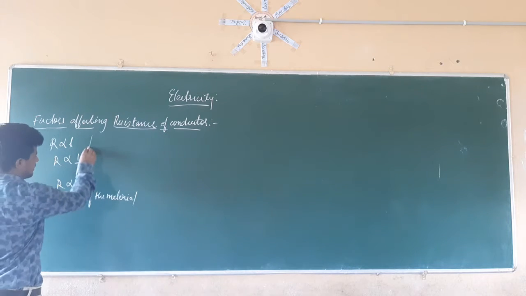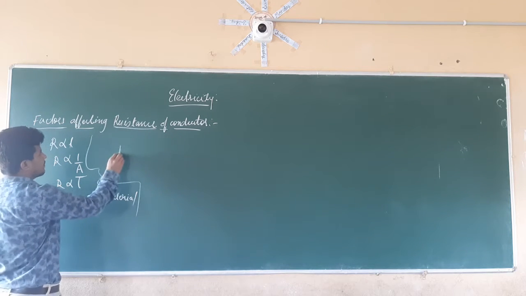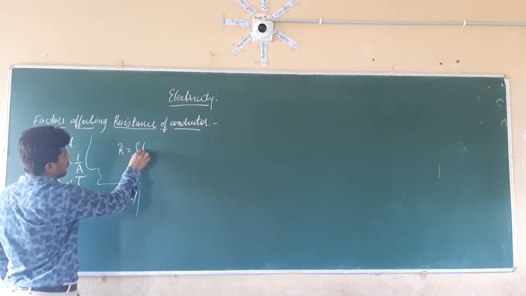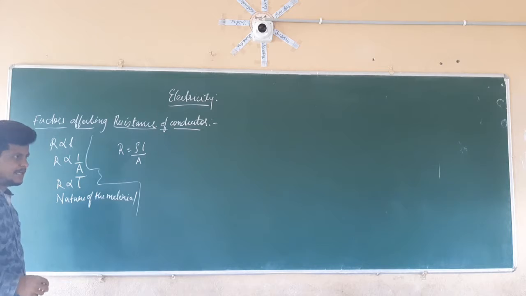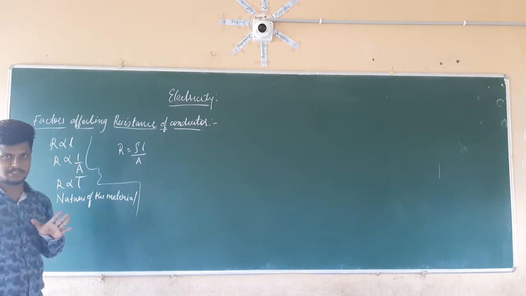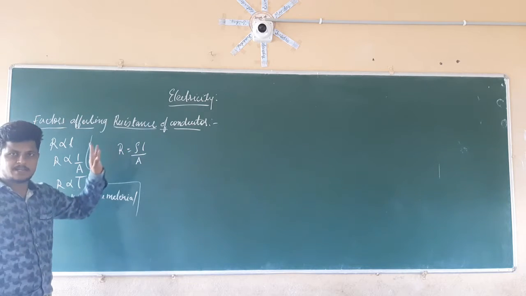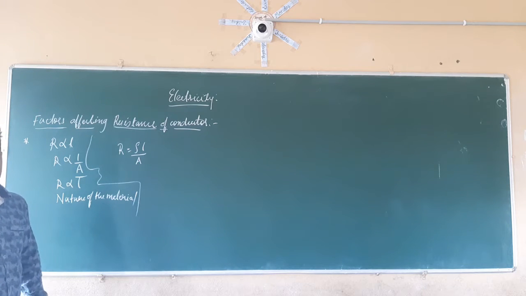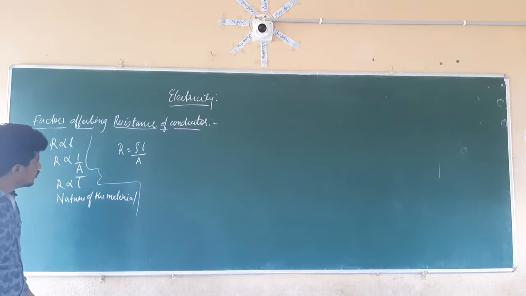By using these things, we derive a formula that is R equal to rho L divided by A, where rho is the resistivity of the material, that is nothing but the nature of the material. We are going to study about the resistivity in today's class. Where L is the length of the conductor and A is the area of the cross section.